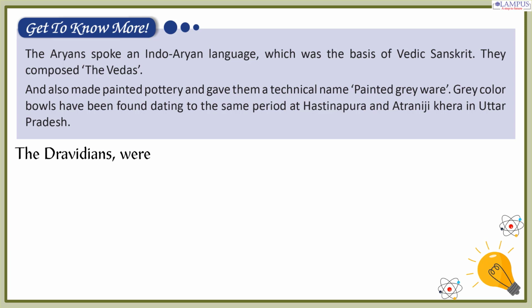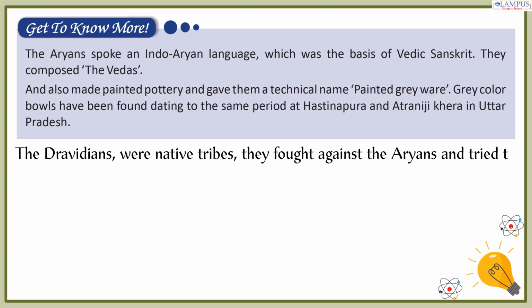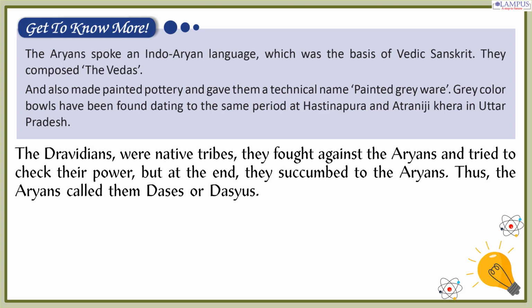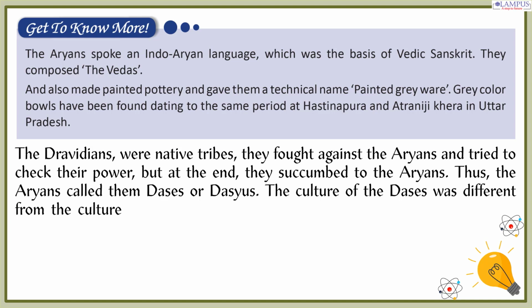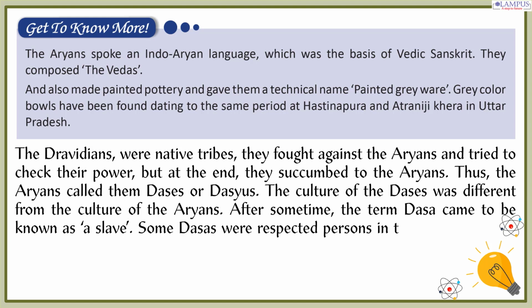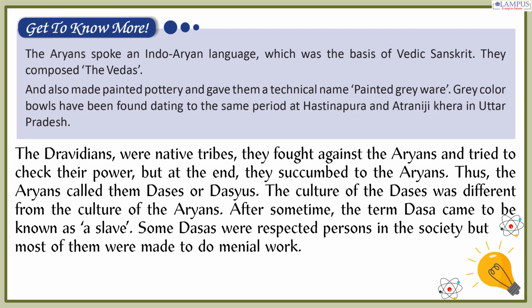The Dravidians were native tribes. They fought against the Aryans and tried to check their power, but in the end, they succumbed to the Aryans. Thus, the Aryans called them Dasas or Dasyus. The culture of the Dasas was different from the culture of the Aryans. After some time, the term Dasa came to mean a slave. Some Dasas were respected persons in society, but most of them were made to do menial work.